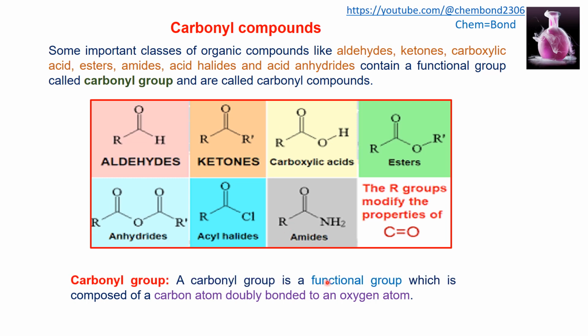A carbonyl group is the functional group which is composed of a carbon atom that is doubly bonded to an oxygen atom. So, when the carbon atom is attached to the oxygen atom through a double bond, this will produce a carbonyl group, that is the functional group.